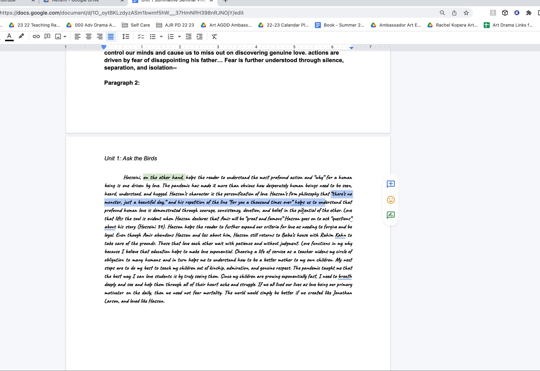There's no monster, just a beautiful day. That is a quote. So you can see paragraphs don't have to all be quotes and facts, right?